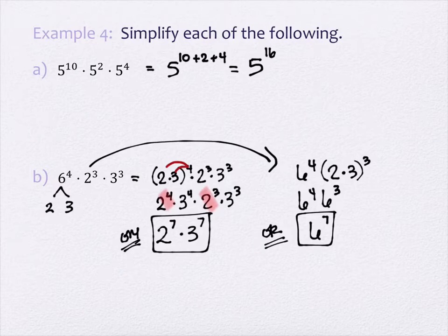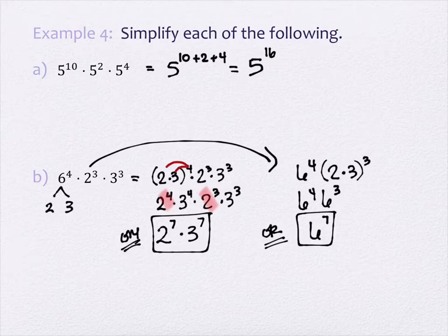There are reasons why we might like one better than the other in a certain situation. The first one has the benefit that the 2 and the 3 are prime numbers. So it's in prime factorization form, something we'll talk more about in chapter 4. The second one has the feature that it's a single base. That's also appealing. So it kind of depends on what the goal is, and either one works for what we're doing now.